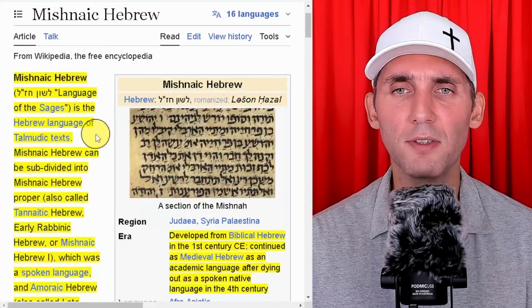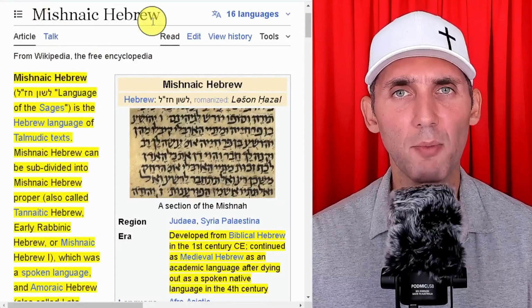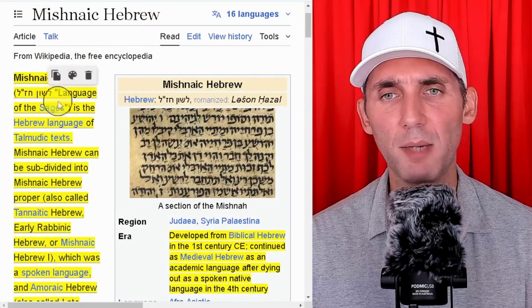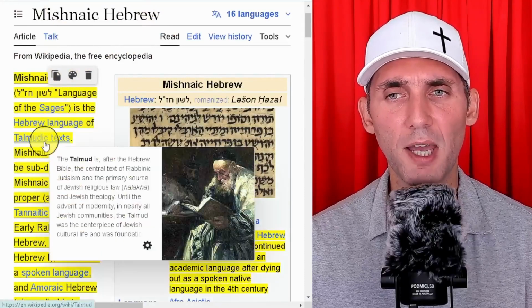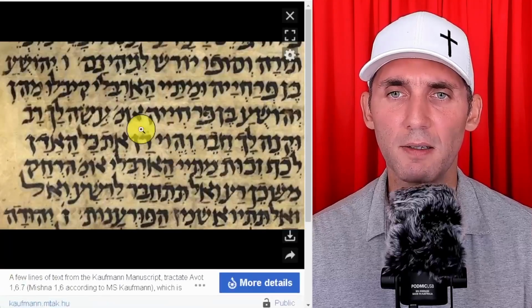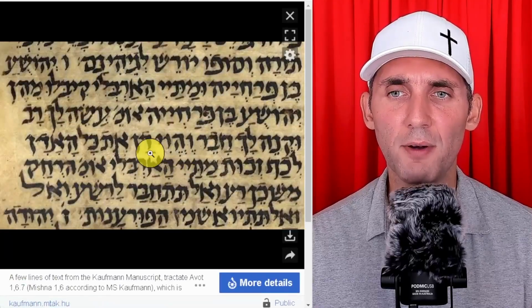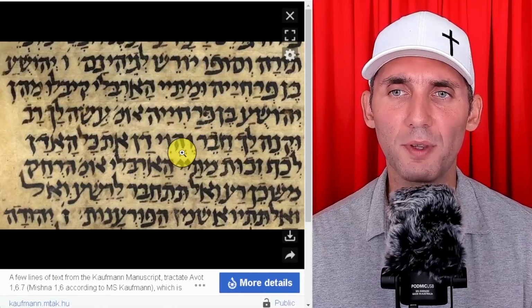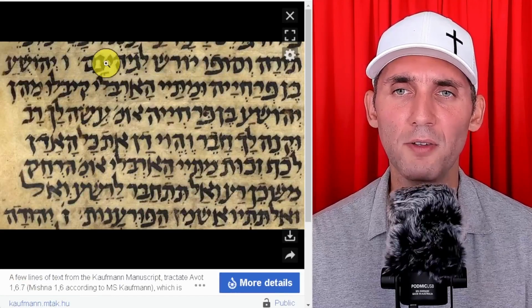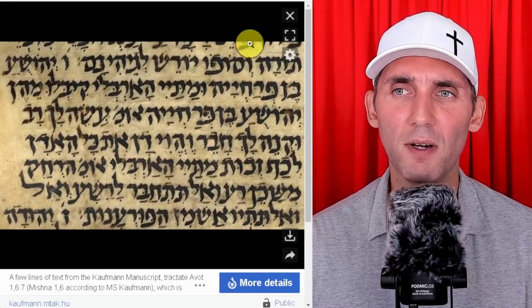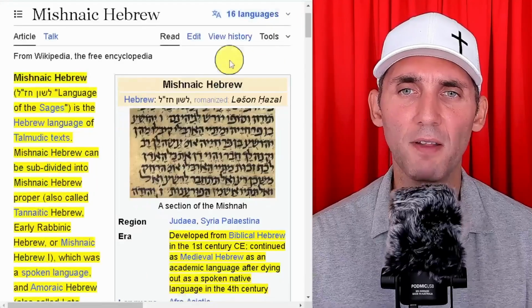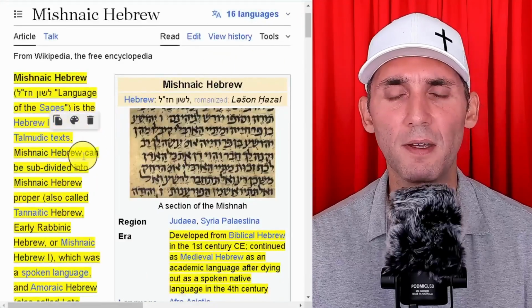So we have a few more things to read because there's just so much of this stuff. Mishnaic Hebrew. Mishnaic Hebrew is the Hebrew language of the Talmudic texts. Here's what it looks like. So you can tell this is very different. Now we're starting to deal with little squiggles, with dots. Got little crowns and points at the top. Very different alphabet. It's got a lot of nuance for some reason.